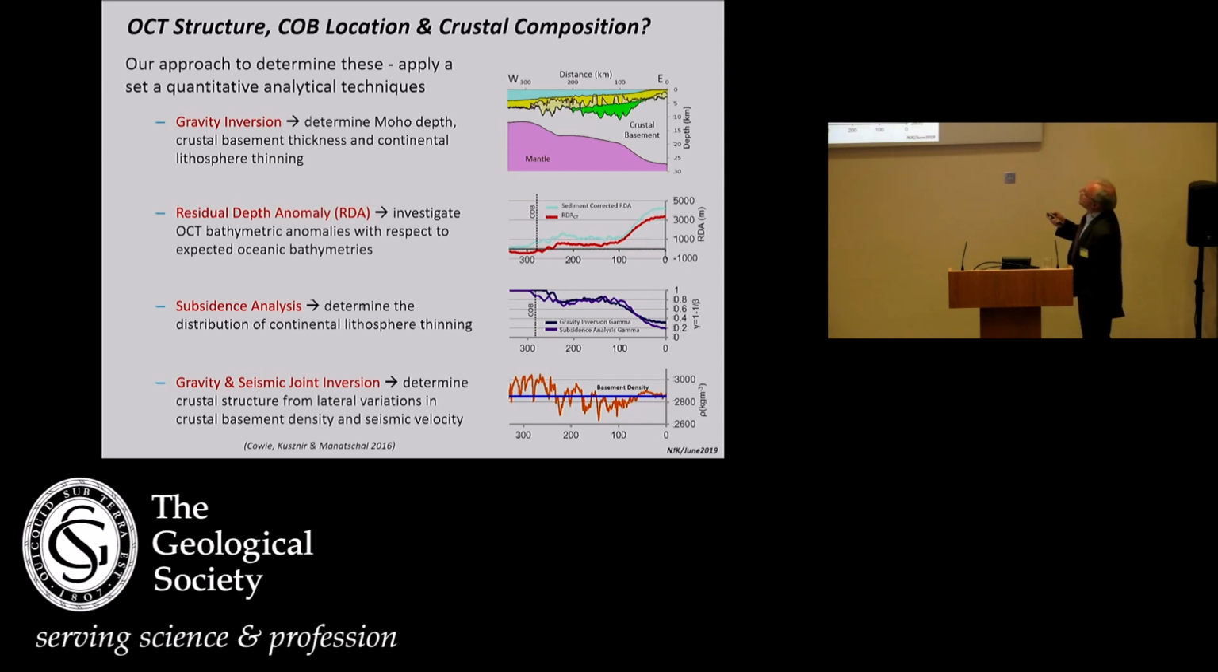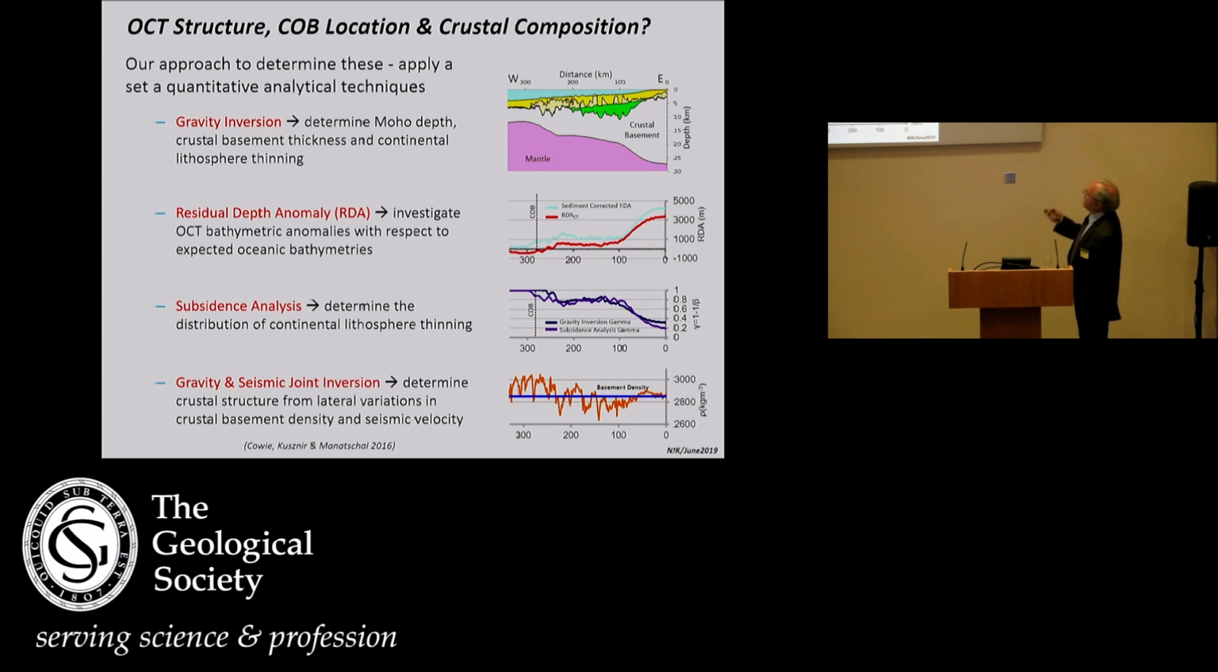Our approach that we've developed to better understand or interrogate OCT structure and COB location at rifted margins is to determine these by applying a set of quantitative analytical techniques which we can then bring together. We use gravity inversion to determine Moho depth, crustal basement thickness, and continental lithosphere thinning. We use residual depth anomaly analysis, sediment-corrected, to investigate ocean-continent transition bathymetry anomalies with respect to expected oceanic bathymetries. And we can carry out subsidence analysis to determine the distribution of continental lithosphere thinning.